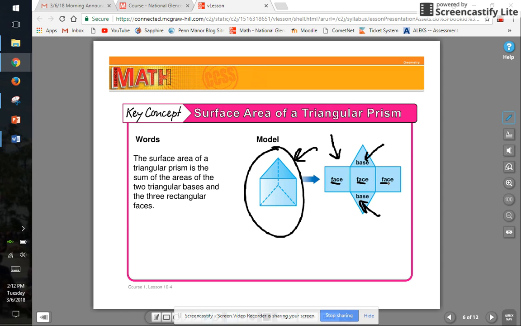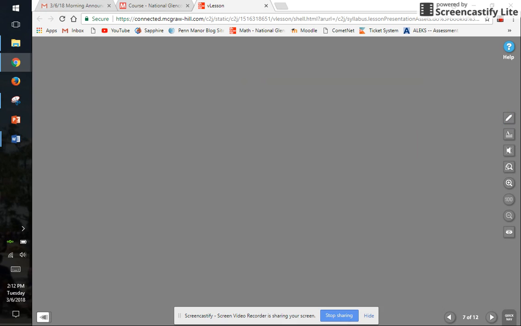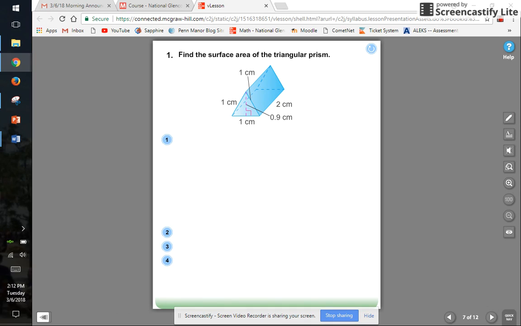Some people call them sides, but faces is what we'll call them. And if I figure out the area of this base and all three faces, I figure out the surface area of a triangular prism. That's how you have to do it. If you remember, to find the area of a triangle, it's base times 1/2, or divided by 2. And for the faces, it's base times height.